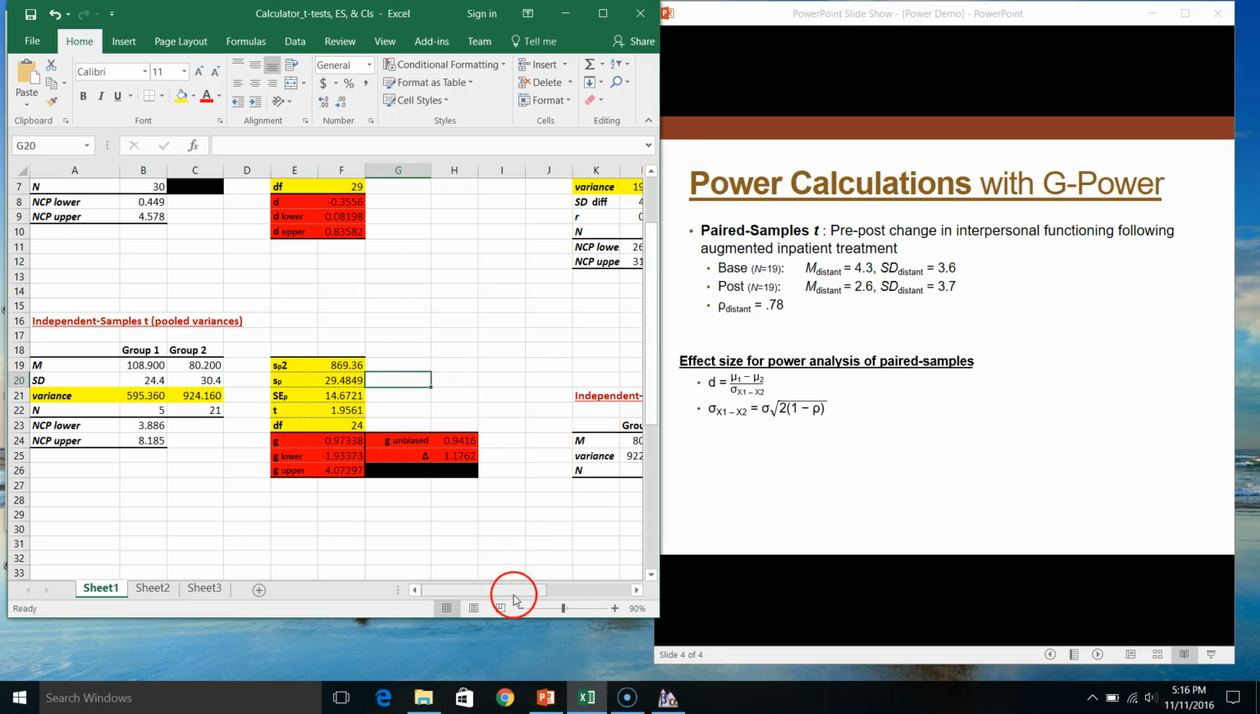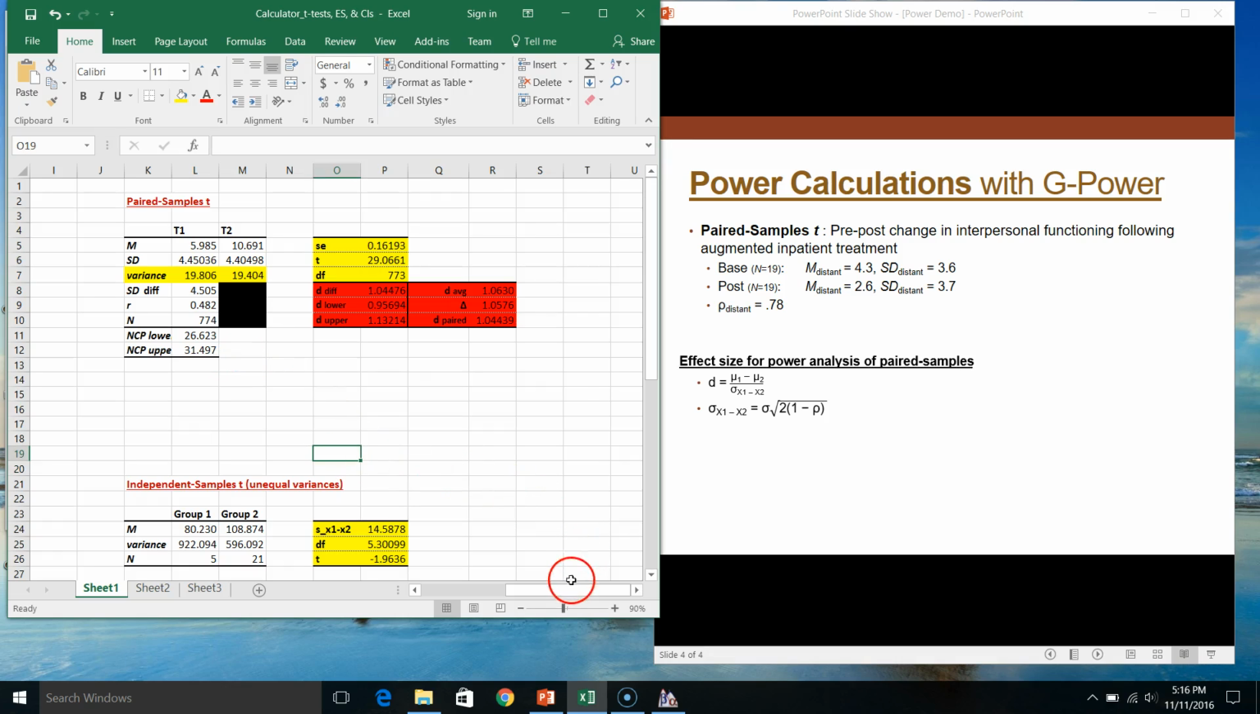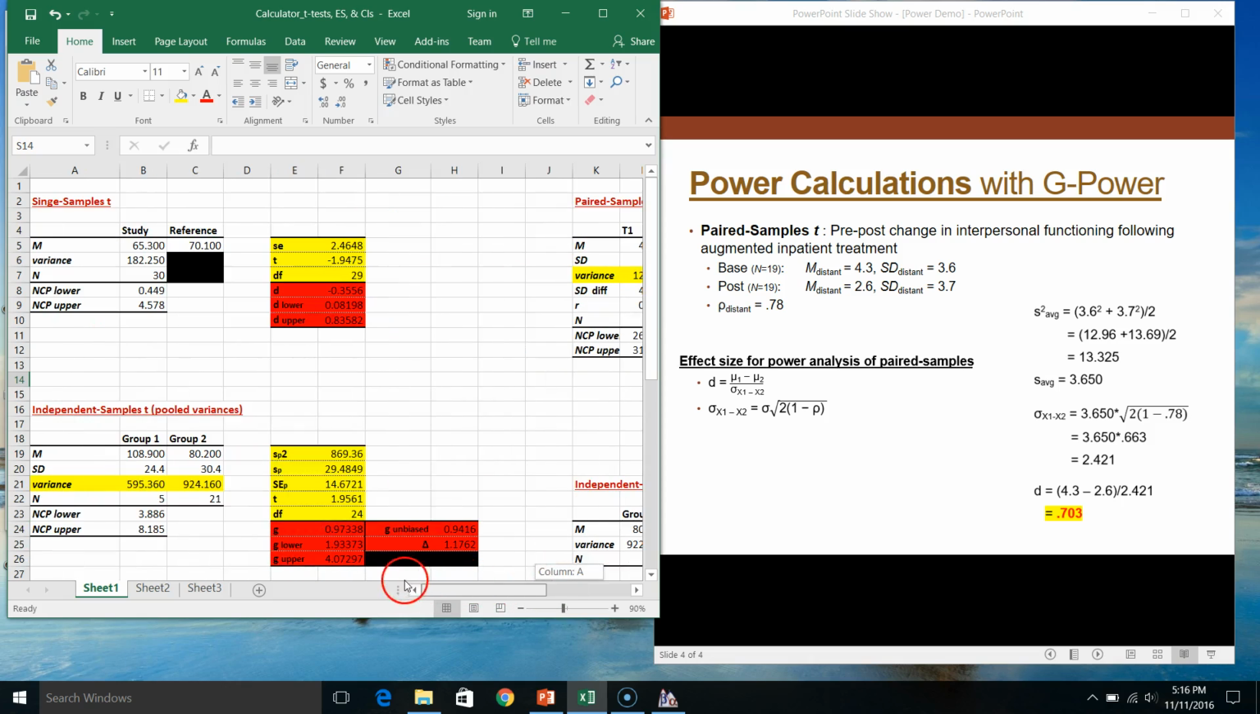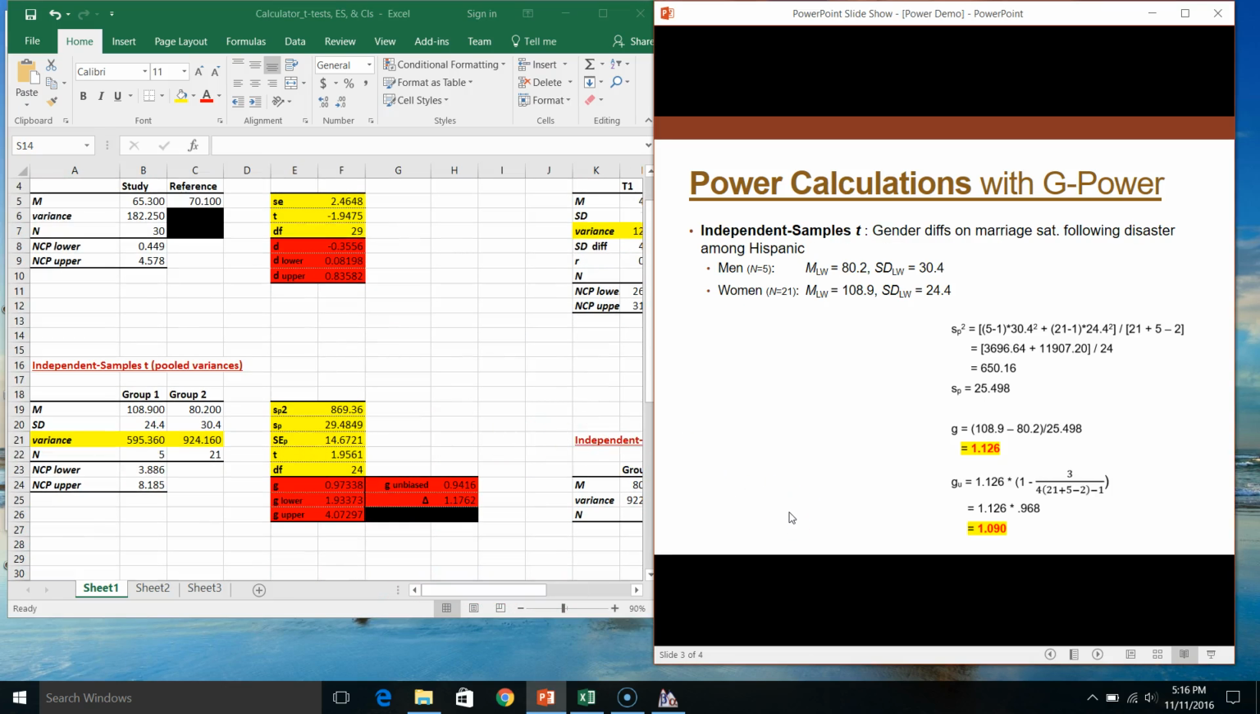I'll go through and check this out, but you get kind of the picture for what this should be looking like. And then in terms of my paired sample t, same thing. I can go down through and type in 4.3, 2.6 for my other one, standard deviation 3.6, 3.7, correlation is 0.78, and my sample here is 19. Going down through and being able to pull up some effect size. Let's see if this matches up. Yeah, okay. So here is my d paired that I have set up here, similar to what I had got, 702, 703. Looks like I may have made an error in calculation of my pooled variance in this slide, but I will go through and resolve that.